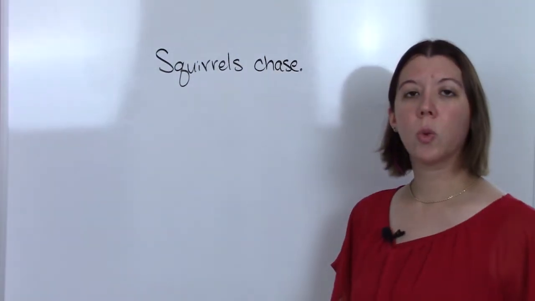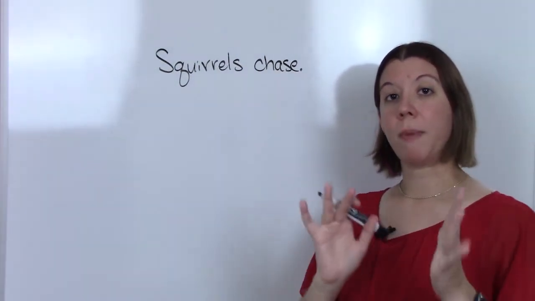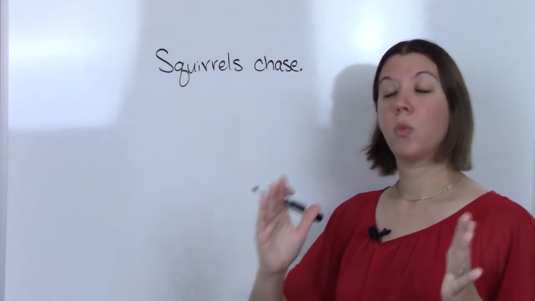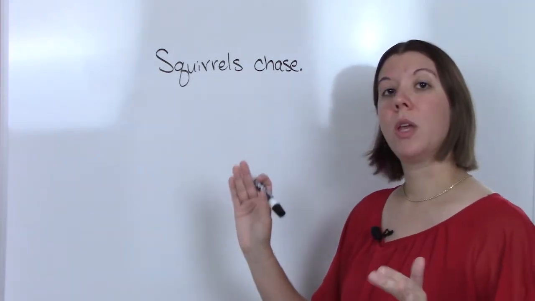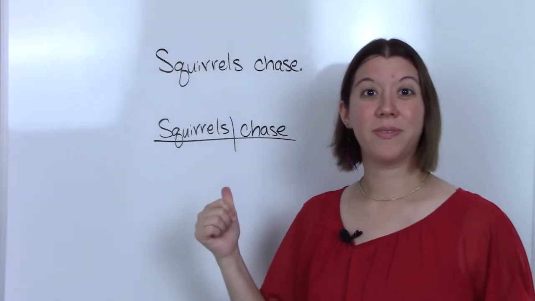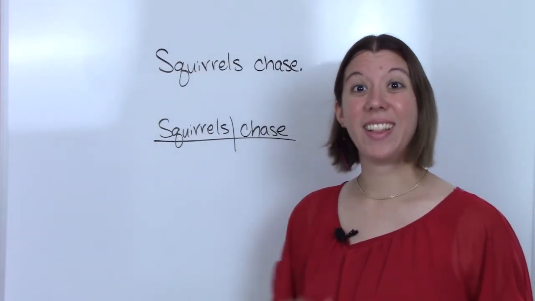Here's your sentence. Squirrels chase. Start by marking the subject and the verb. Where's the subject? Where's the verb? Draw out that diagram. All right, check your work. How'd you do? Yeah, pretty good. All right, let's do another one.